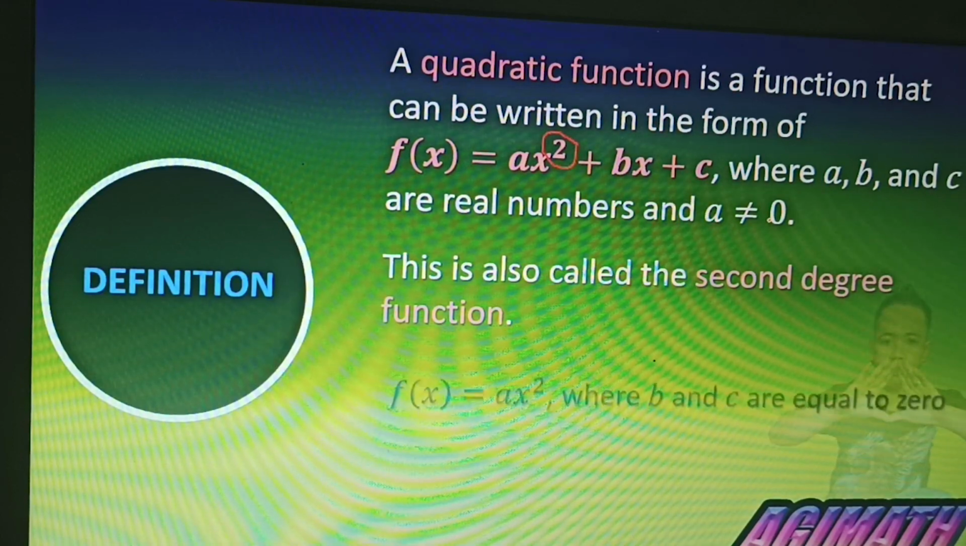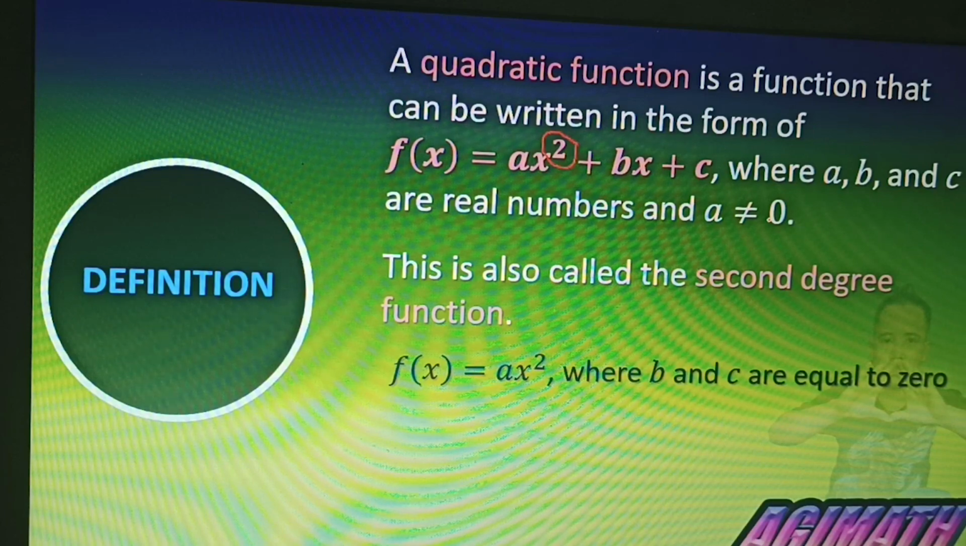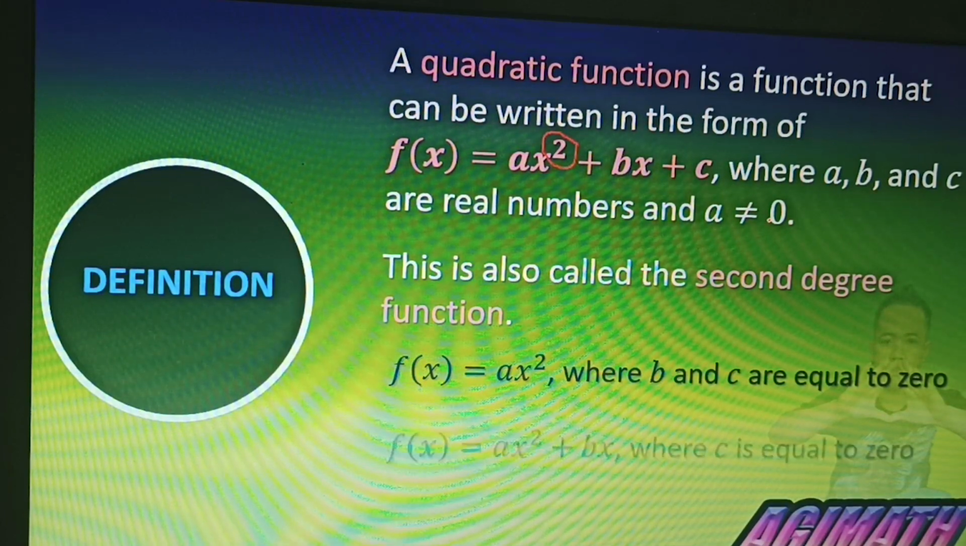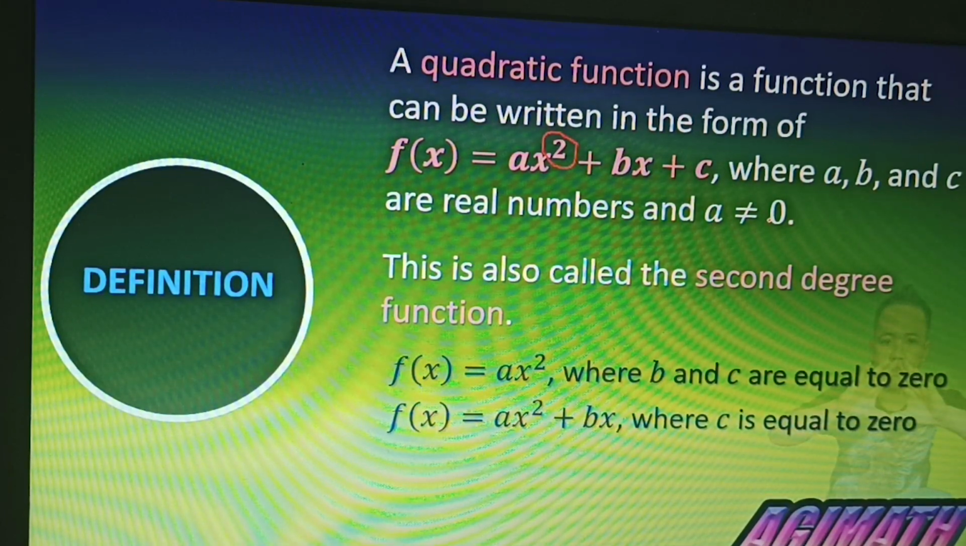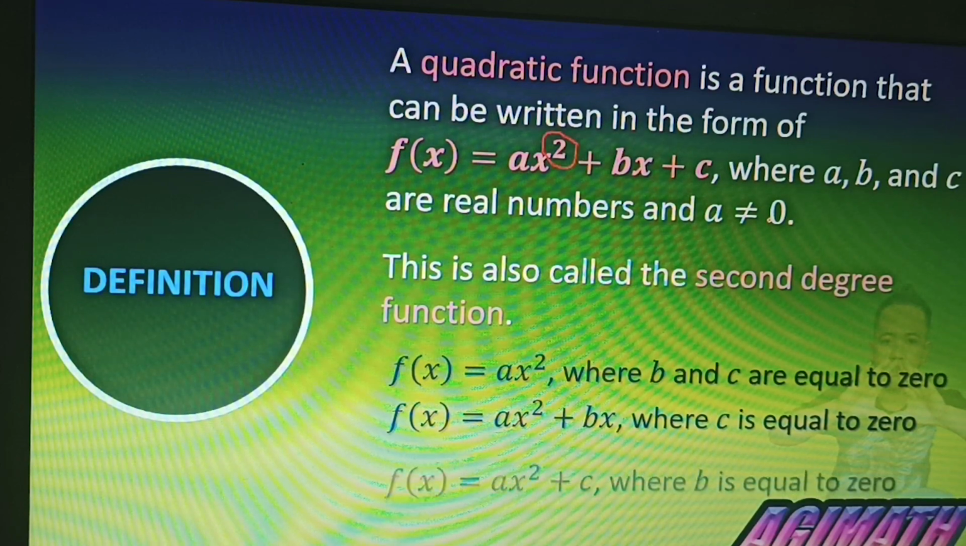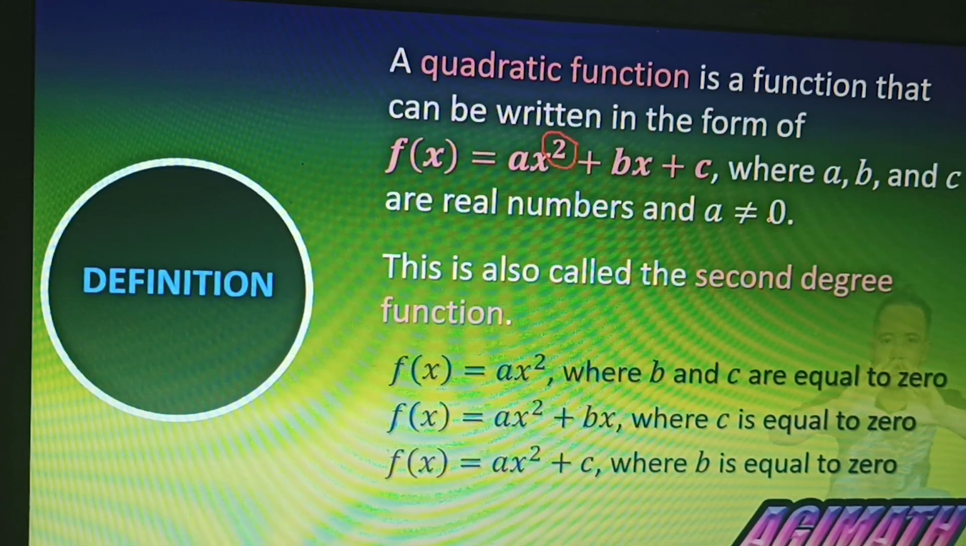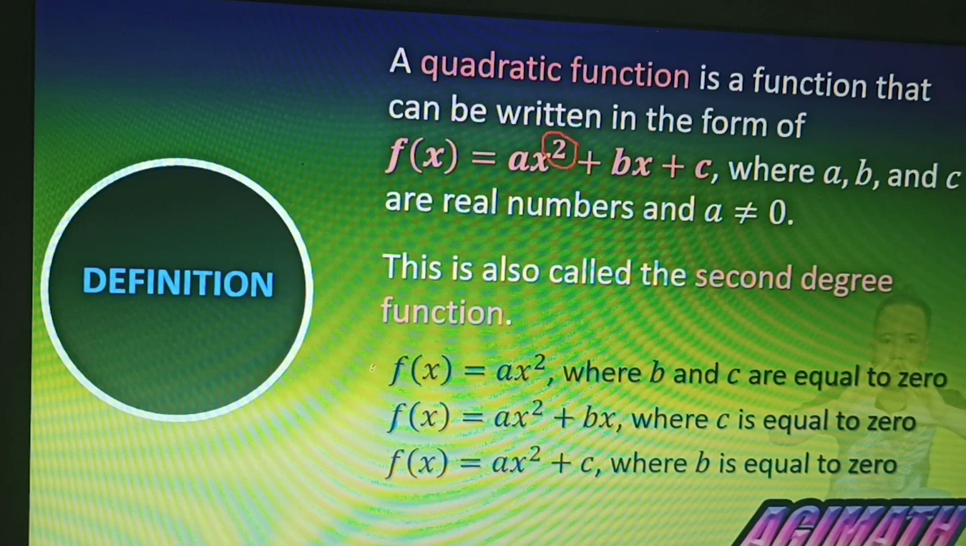These are the forms of a quadratic function: f of x equals ax squared, f of x equals ax squared plus bx, and f of x equals ax squared plus c. These three equations are what we call incomplete quadratic functions, but they are still quadratic functions. They are just incomplete because, for example, in f of x equals ax squared, b and c are equal to 0. That's why it's incomplete.